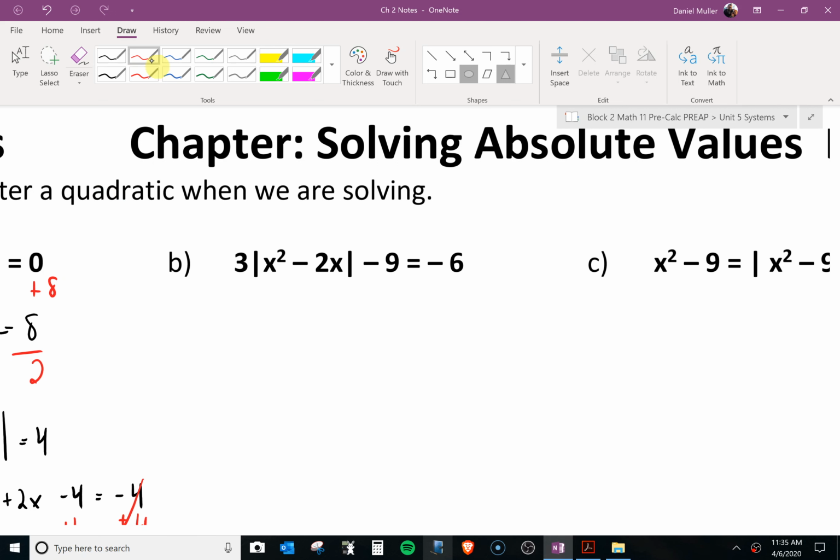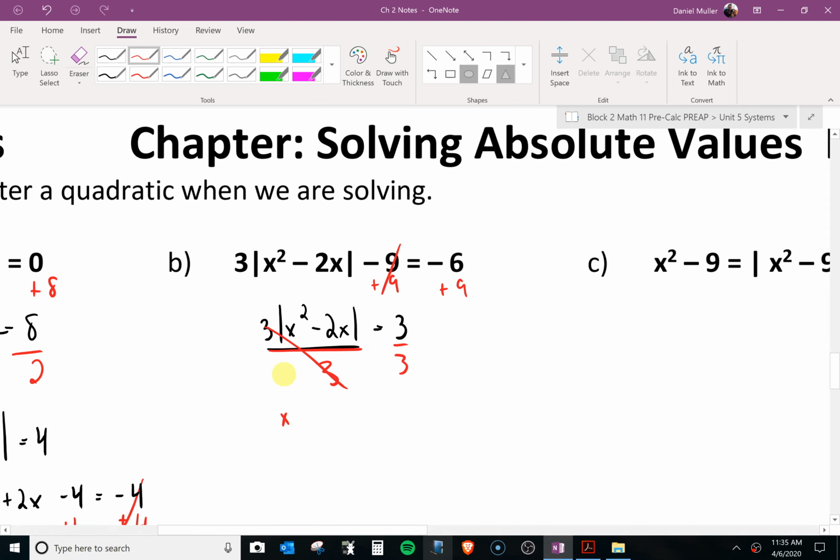Example B here is done exactly the same way as the beginning. We need to get the absolute value alone. So we'll move over the 9 just by adding it. And then we have 3 absolute value of x squared minus 2x is equal to 3. And then divide by 3 on both sides.